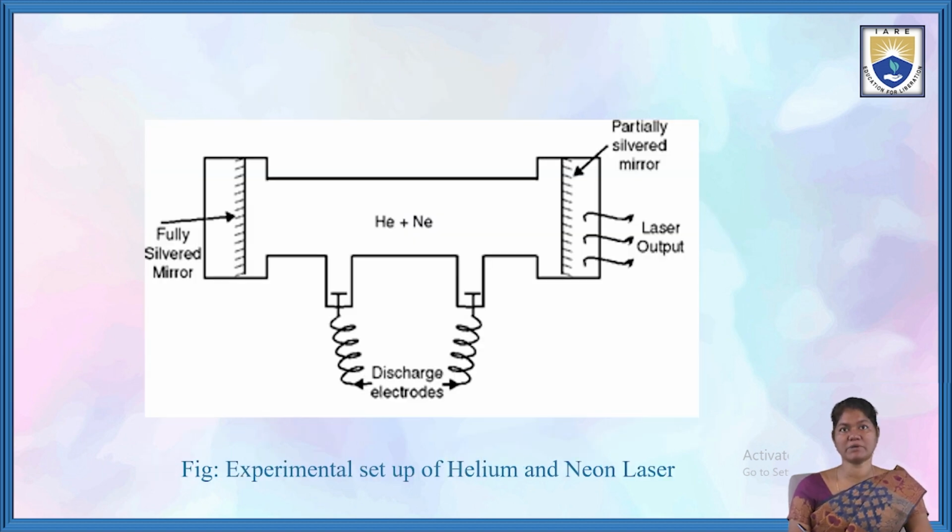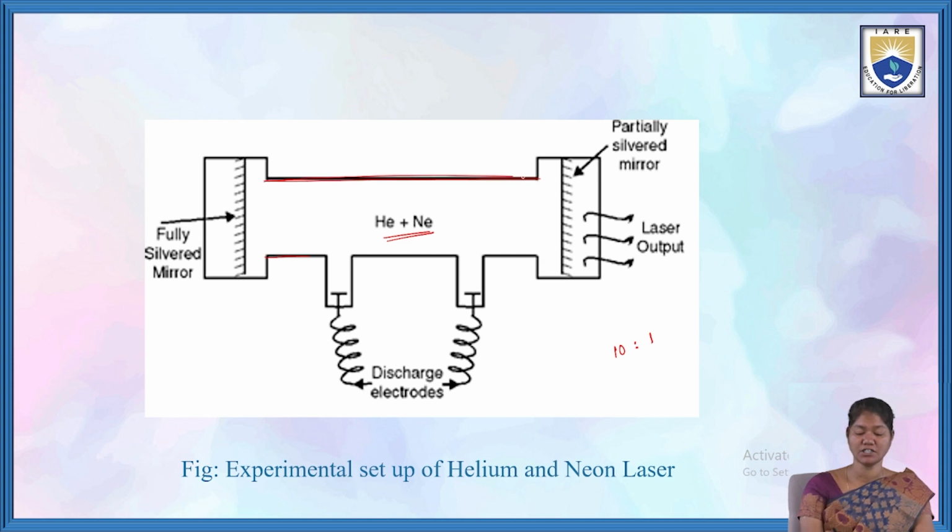This is the experimental setup of the helium neon laser. Here the gas mixture of helium plus neon has been taken in a 10 to 1 ratio. Near the ends of the tube, this is the tube.